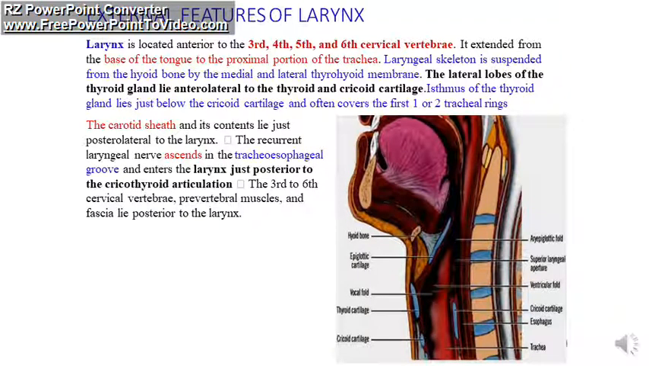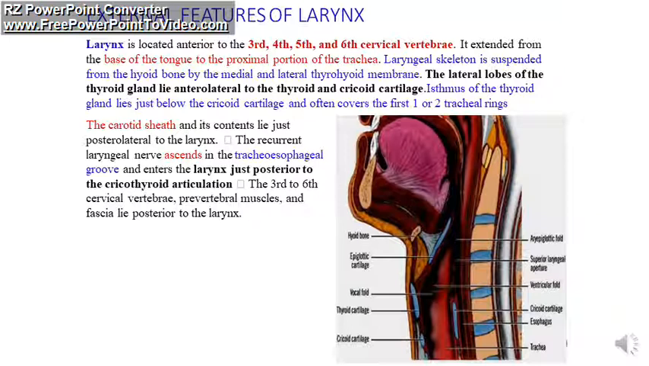The external feature of the larynx: it is located anterior to the 3rd, 4th, 5th, and 6th cervical vertebrae, extending from the base of the tongue to the proximal portion of the trachea. The laryngeal skeleton is suspended from the hyoid bone by the medial and lateral thyrohyoid membranes.